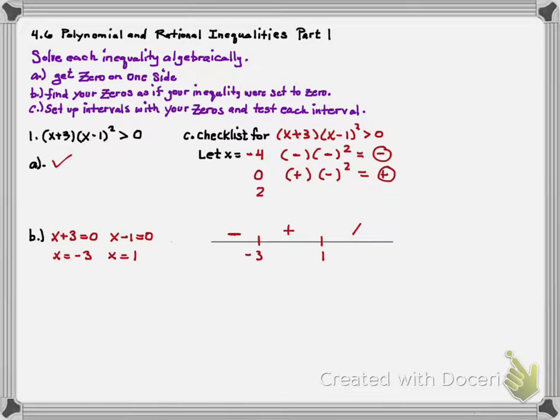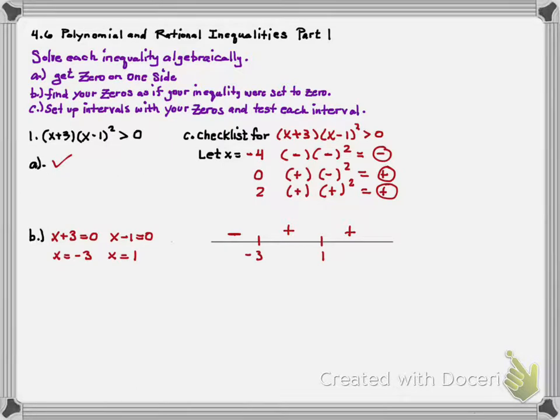When I put a 2 in, I get a positive value in the first set of parentheses. In the second set, we square it, and we also get a positive result. So I put a plus on that number line where we're running that test.